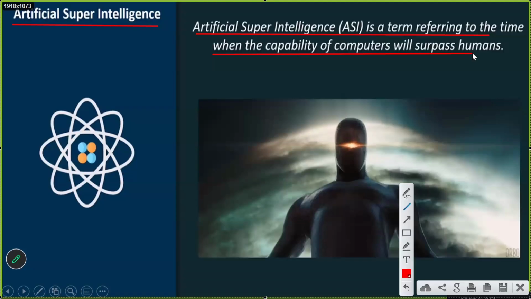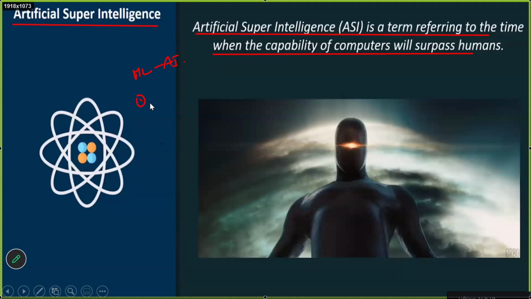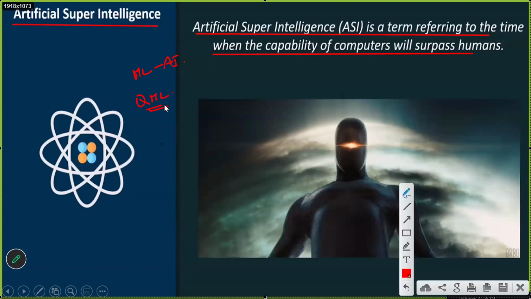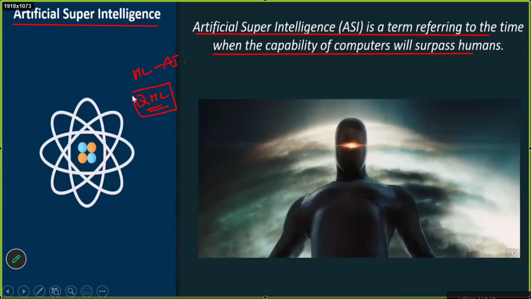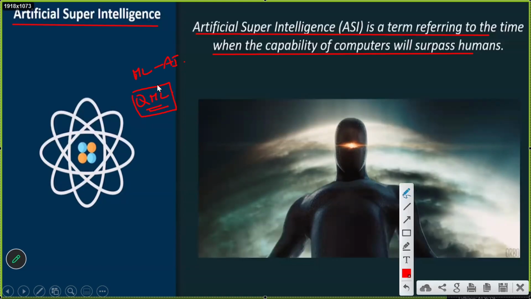Fine. So generally in the market, what we are using is traditional machine learning, traditional AI or something like that. When quantum computing comes, we have something called QML, that is quantum machine learning. Quantum machine learning will be far faster than traditional machine learning. The accuracy will be more, the problem-solving ability will be more, and a lot of things will happen due to this quantum evolution.